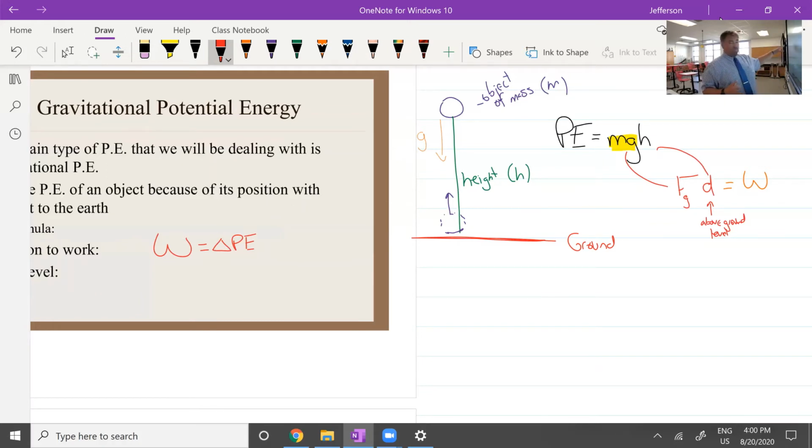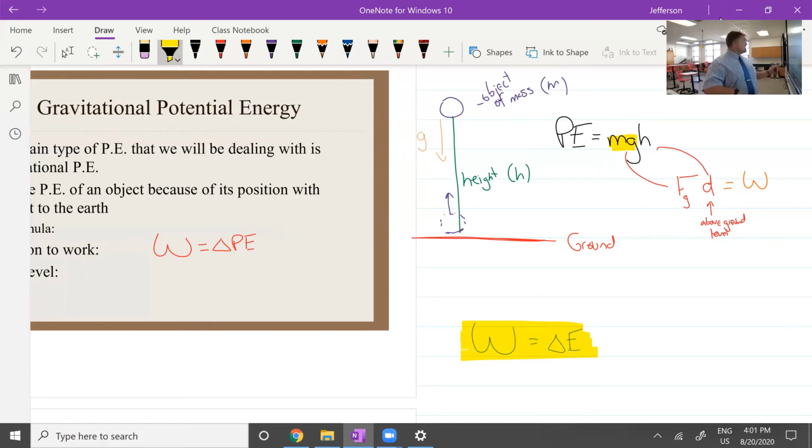We're going to talk about this a little bit later on, but I'll put it in here right now because this is crucial. The work you do on an object will always equal its change in energy. I'm going to highlight that because it's very, very important. You're going to hear me say it a lot: work done equals a change in energy. It could be potential, it could be kinetic, it could be both. And so we need to take that into consideration.